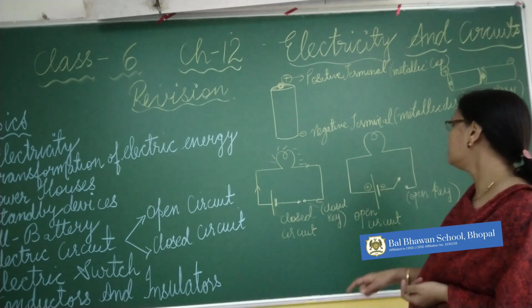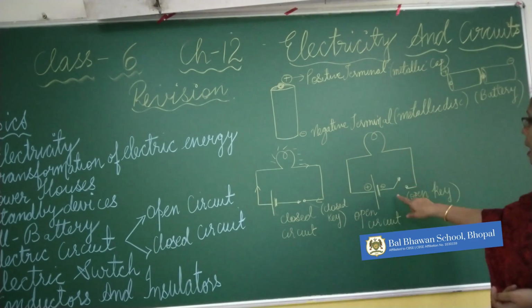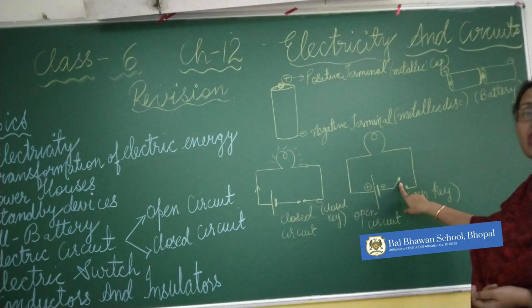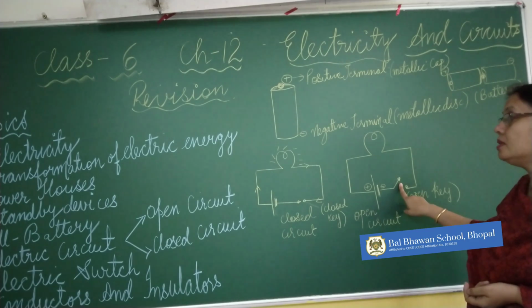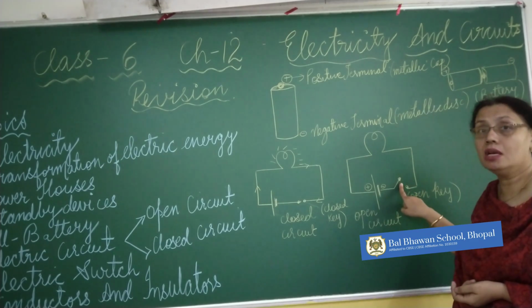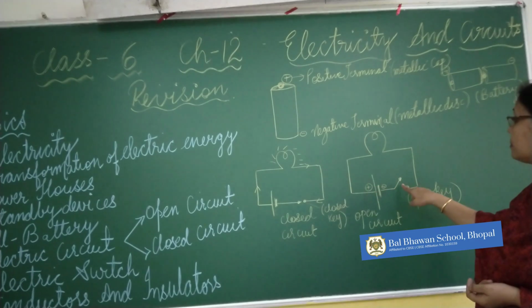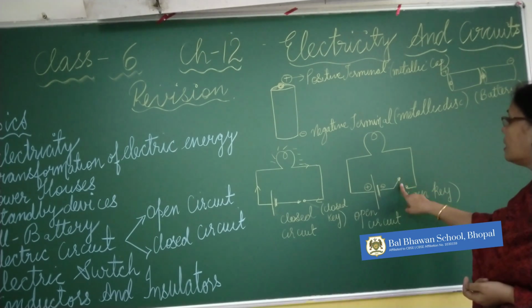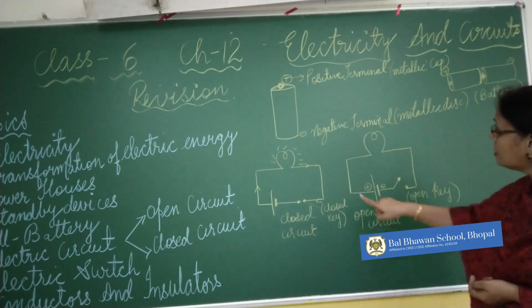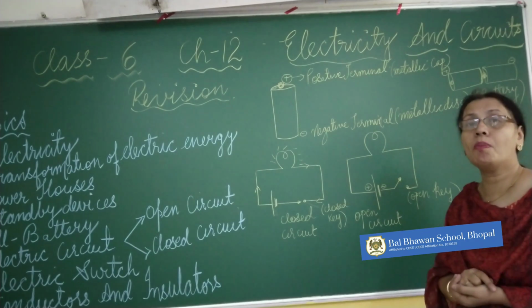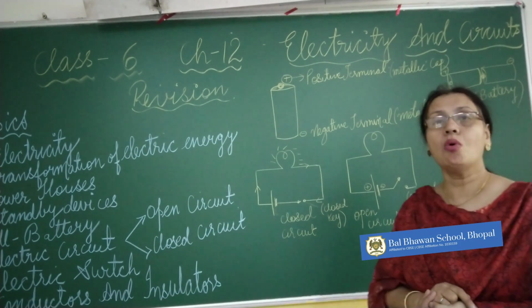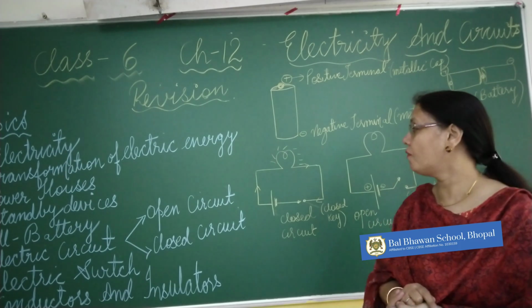Now, what is an open circuit? Look here, children. An open circuit is a circuit in which there is a gap. The circuit is incomplete. Now look here at this figure. You can see that here the circuit is broken at this point. Such type of circuit is known as open circuit. And in an open circuit, current does not flow.